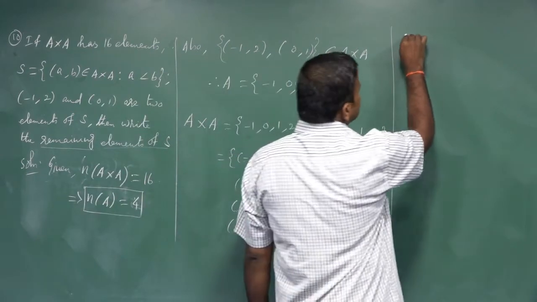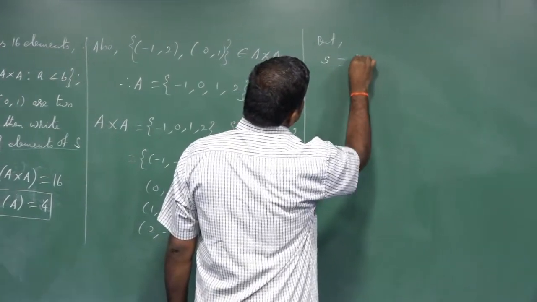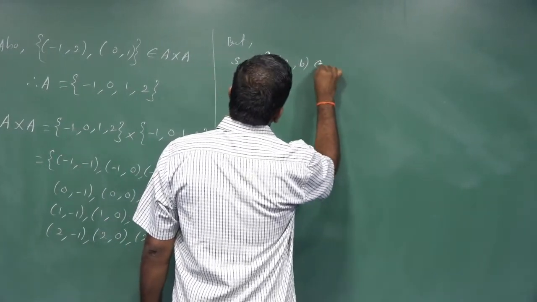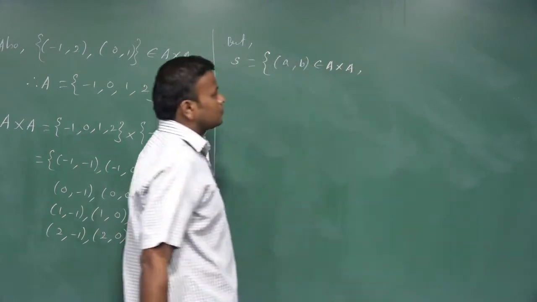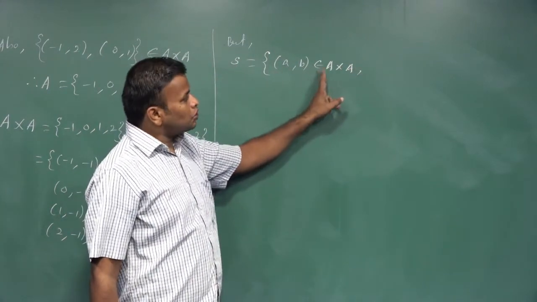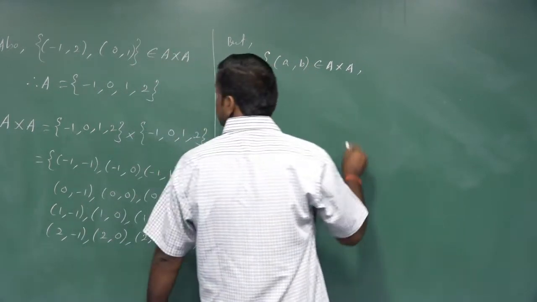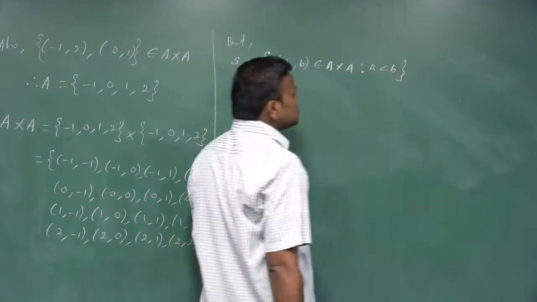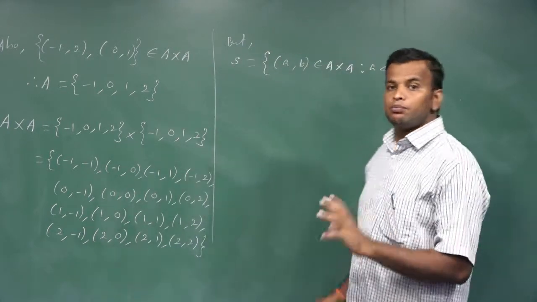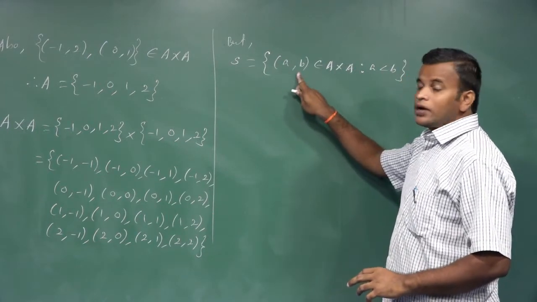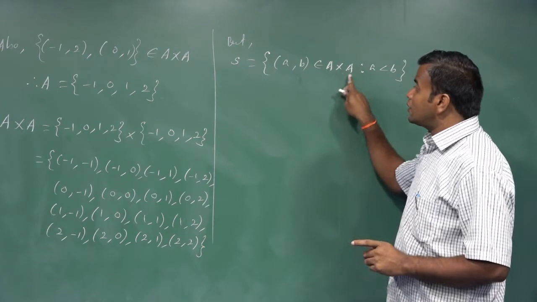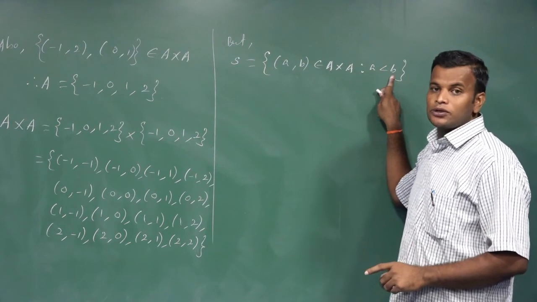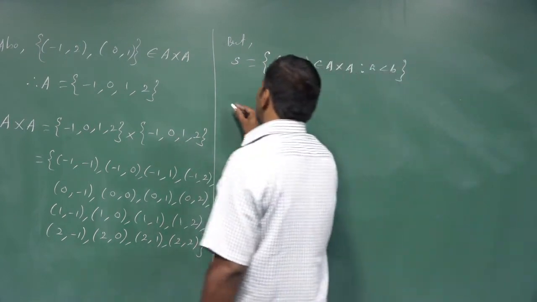Now we write the set S. But how to define S? S is the set of ordered pairs (a, b) belonging to A cross A, but it satisfies one condition. The condition is that the first element is always less than the second element, a less than b. So all the ordered pairs lie only in A cross A, and also satisfy this condition. Therefore, now we write the values of S.